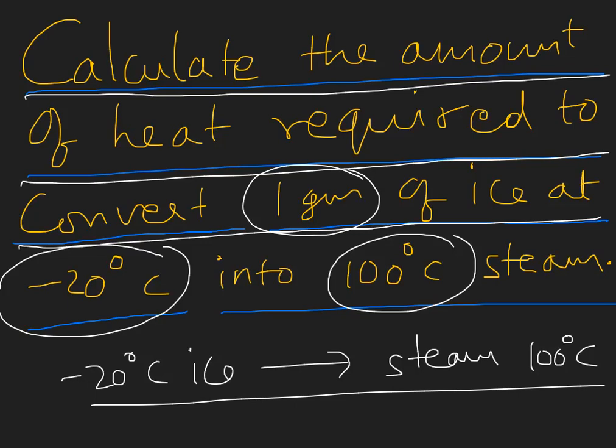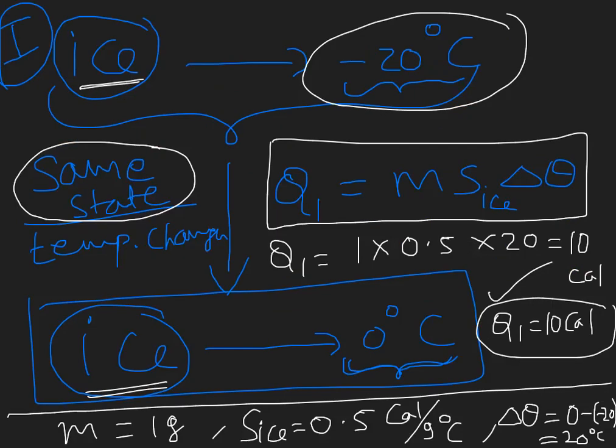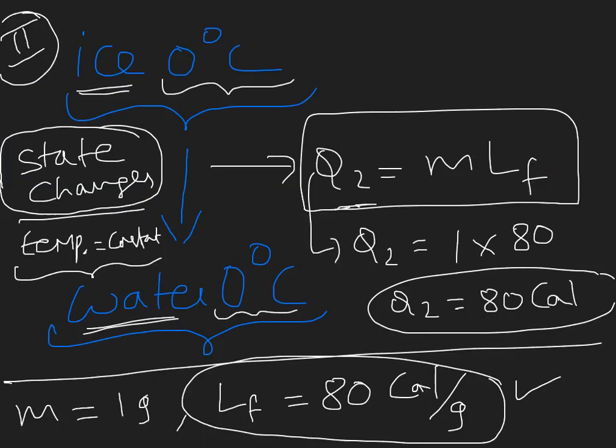For example, suppose instead of minus 20 the question asks to convert 0 degrees ice to 100 degrees centigrade steam. Then we don't have the first step. Simply I can say that we don't have the first step. Directly, what happened? The second step is now our first step. This is first step: ice at 0 to water at 0.